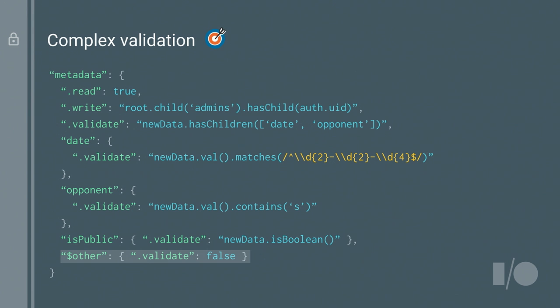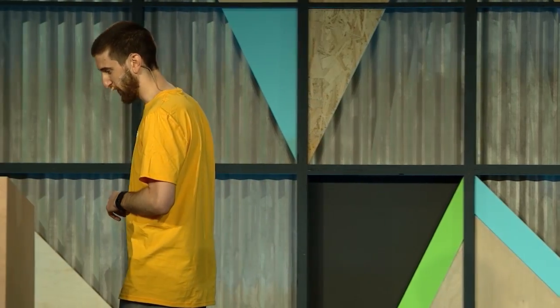So these are really just a few examples of what you can do with our validation rules. You can actually combine them in a bunch of different ways and do some pretty complex schema validation, including implementing things like counters, time expiring data, and even user rate limiting. So we've seen a bunch of different examples of how to actually do security rules.